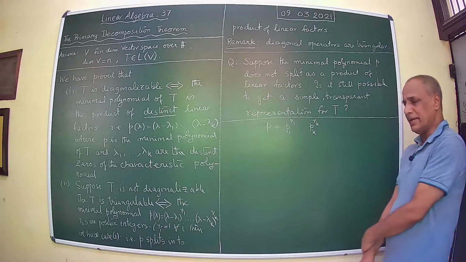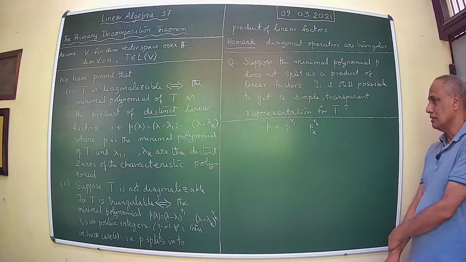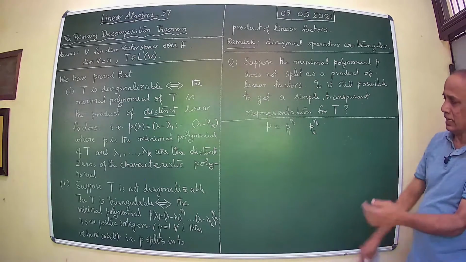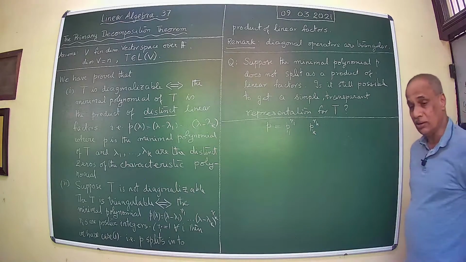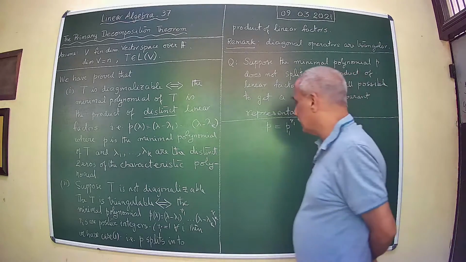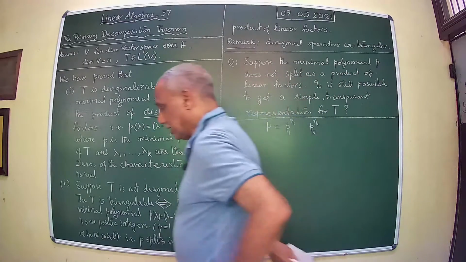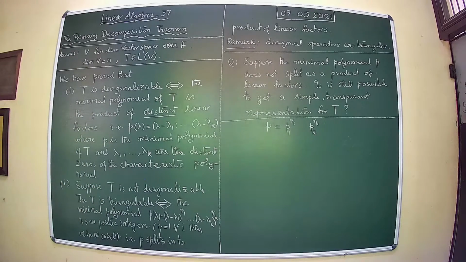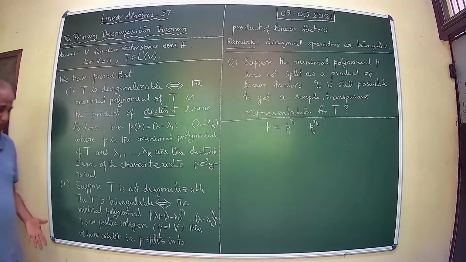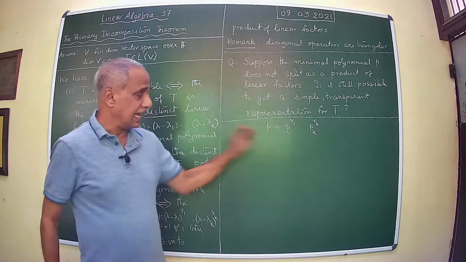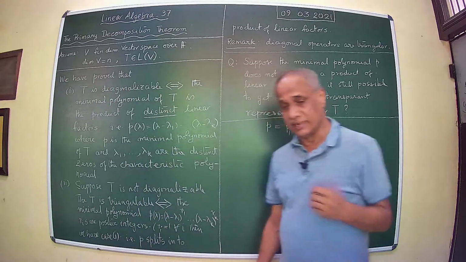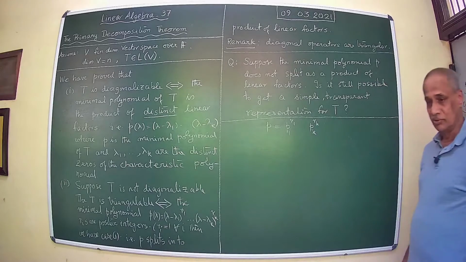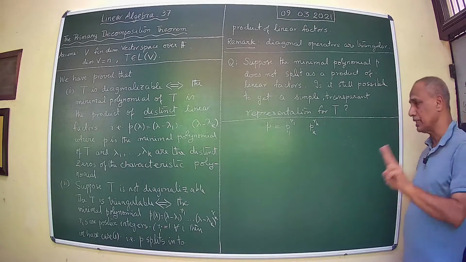The other scenario is, obviously, when F is algebraically closed. Then all the roots of P are in that particular field, and therefore you can write P as the product of linear factors. So these two scenarios can arise.